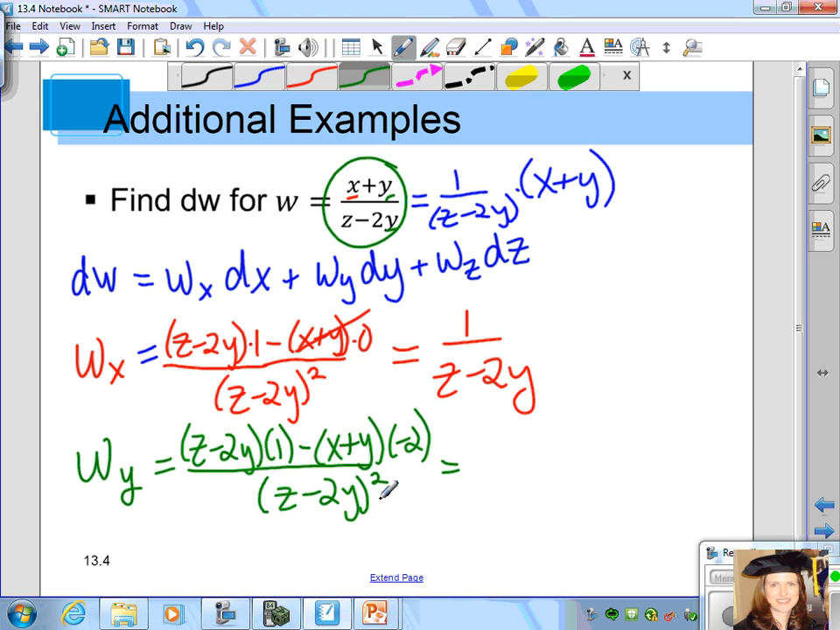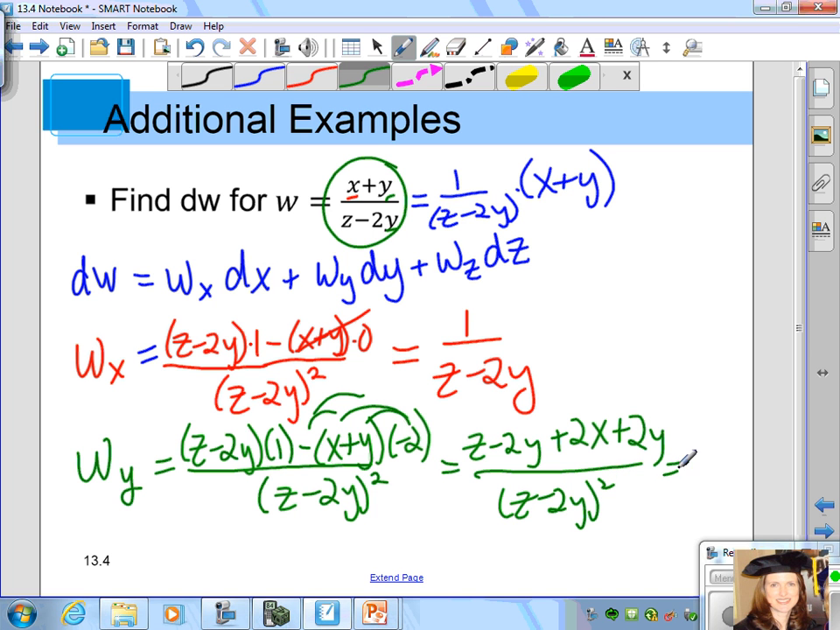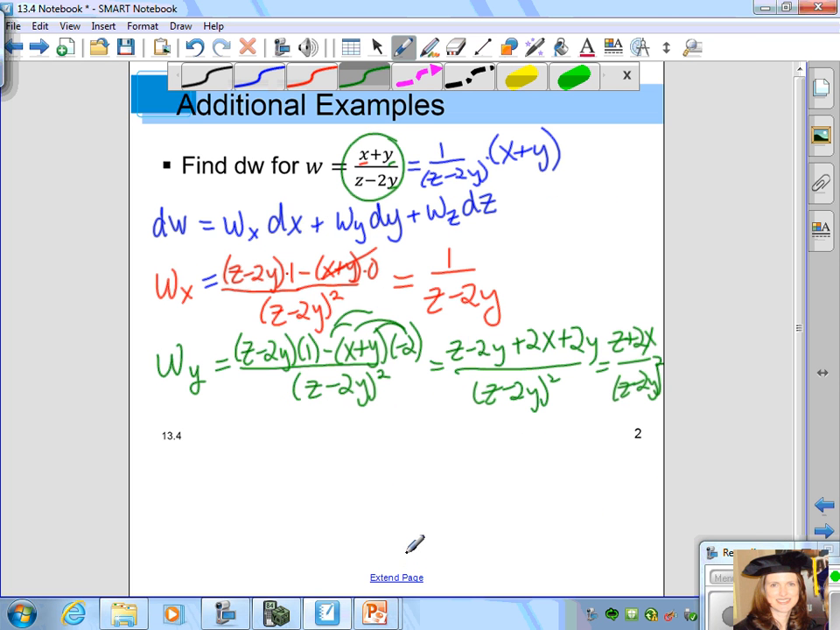This can be simplified. We have a z minus 2y, z minus 2y. We distribute this minus 2 and distribute that negative sign. So it'll be plus 2x plus 2y all over z minus 2y quantity squared. And this simplifies, since we've got the 2y and 2y, it's z plus 2x over z minus 2y quantity squared.